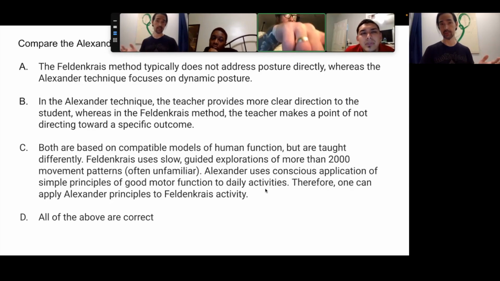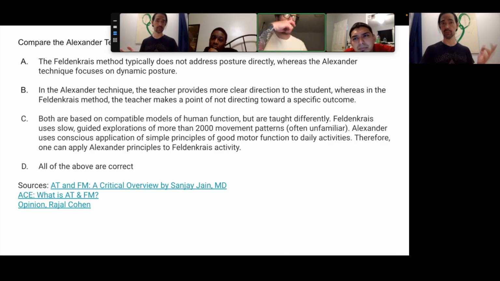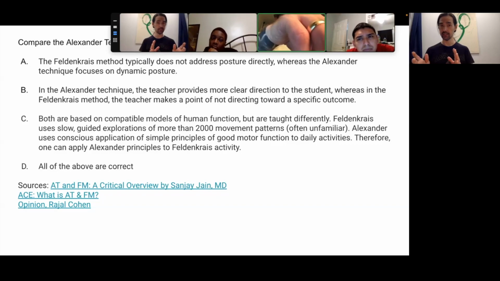In the end, they both achieve very similar results: relief from pain, better movement, even more open-mindedness, awareness of how your thoughts and emotions and beliefs are affecting how you use your body, right?